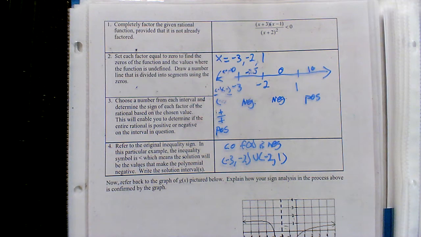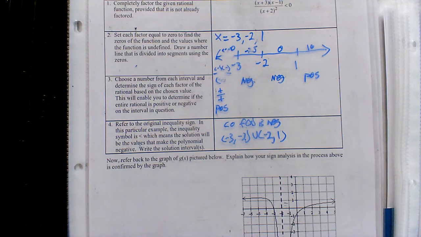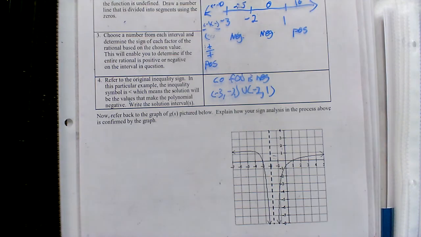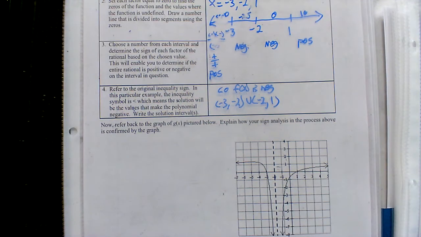So that really is what we would have done on Friday. Alright, so now refer back to the graph of g of x pictured below. So we have the graph here. Explain how your sign analysis in the process above is confirmed by the graph. So think about your answer. If you want to look back to the way we answered the previous question, maybe you can base your answer off of that, the one we did last week. But looking at your graph and looking at your sign analysis, how can your graph really confirm what we found mathematically?